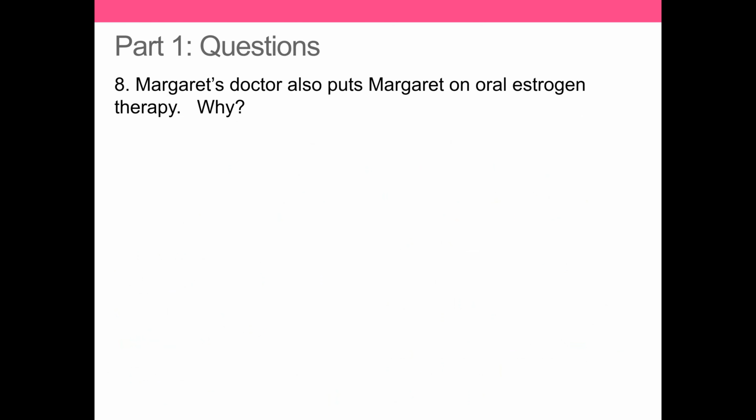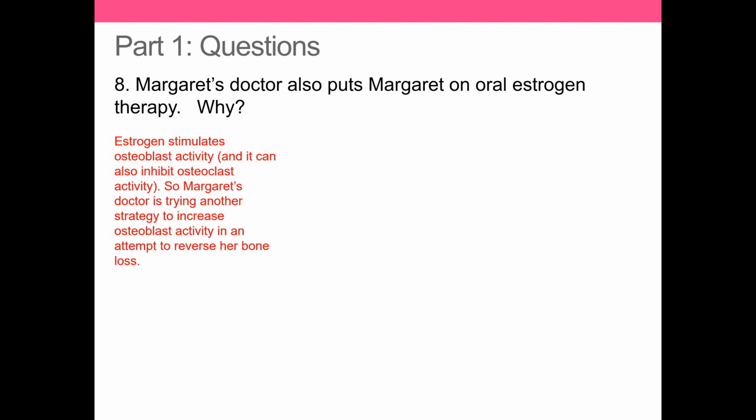Number 8, Margaret's doctor also puts Margaret on oral estrogen therapy. Why? Estrogen stimulates osteoblast activity, and it can also inhibit osteoclast activity. So Margaret's doctor is trying another strategy to increase the osteoblast activity with relation to the osteoclast activity in an attempt to reverse her bone loss. Remember, if osteoblast activity outweighs osteoclast activity, you're going to add to the bone and make it thicker and stronger.